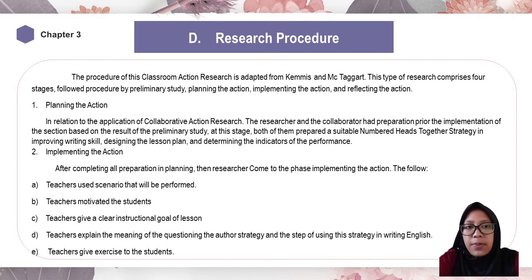Number 2 is implementing the action. After completing everything prepared in planning, the researcher comes to the phase of implementing the action. It is followed with A, the teacher uses the scenario that will be performed. B, the teacher motivates the students. C, the teacher gives a clear instructional goal of the lesson. D, the teacher explains the meaning of the questioning the author's strategy. E, the teacher gives exercises to the students.